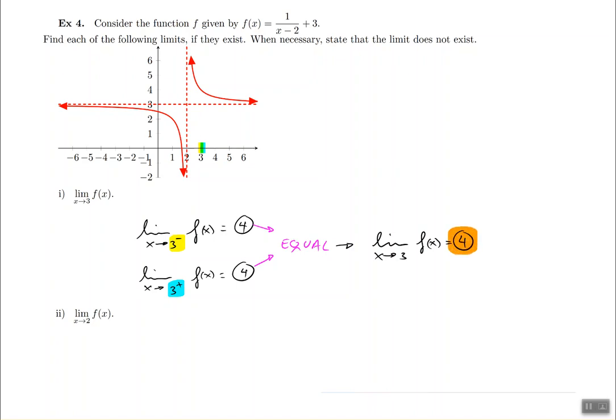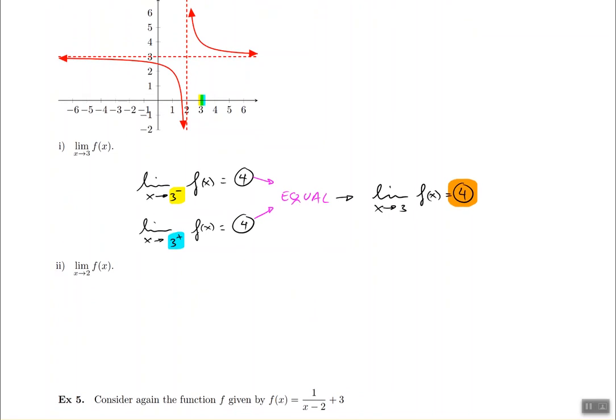Now what about part 2? Part 2 says, again, find the limit as x approaches 2. So again, I'm going to do the same thing. I'm going to look for the 2 minus limit, and then I'm going to look for the limit as x approaches 2 plus. So I'm going to look at how the graph is behaving if I'm standing a little bit before 2, and how it is behaving if I'm standing a little bit after 2. So let's take a look.